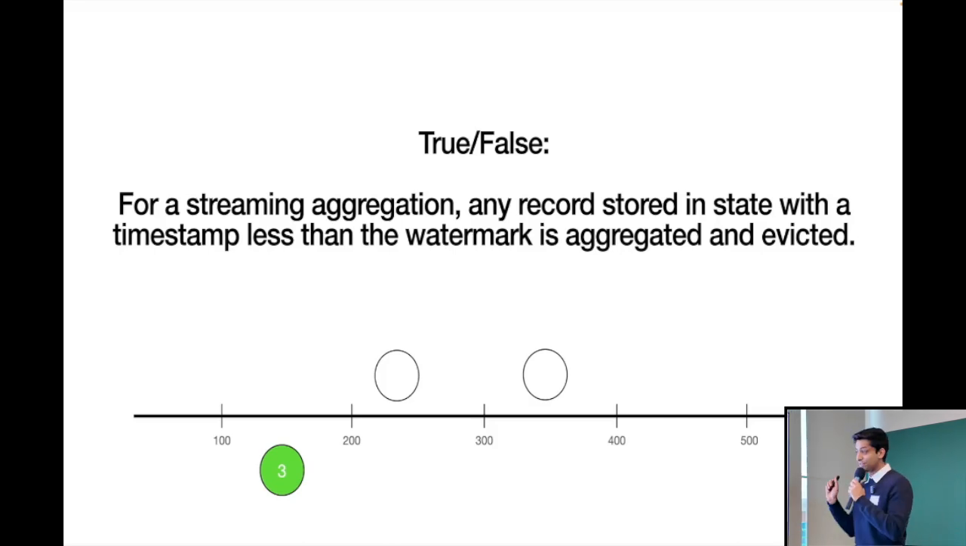Yes, okay, so to rephrase, the comment was that if you have a record at timestamp 199 with a watermark delay of 100, that means that your watermark is now set to 199 minus 100, which is 99.